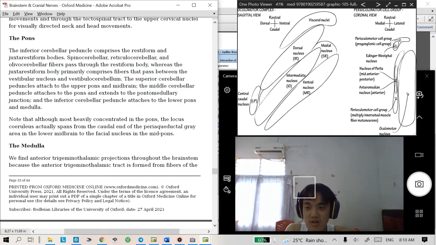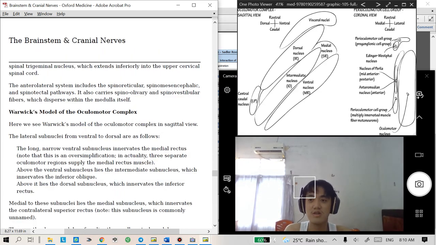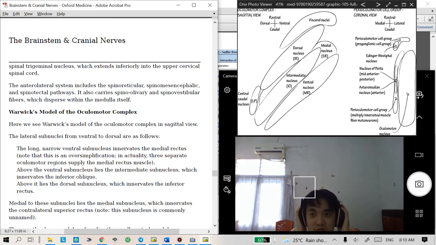Medulla oblongata. We find anterior trigeminothalamic projections throughout the brainstem because the anterior trigeminothalamic tract is formed from the fibers of nucleus spinalis nervi trigemini, which extends inferiorly into the upper cervical spinal cord. The anterolateral system includes the spinoreticular, spinomesencephalic, and spinotectal pathways. It carries spino-olivary and spinovestibular fibers, which disperse within the medulla itself.